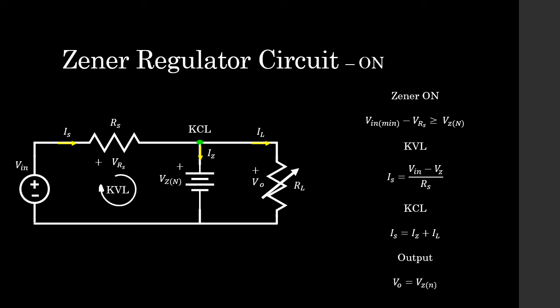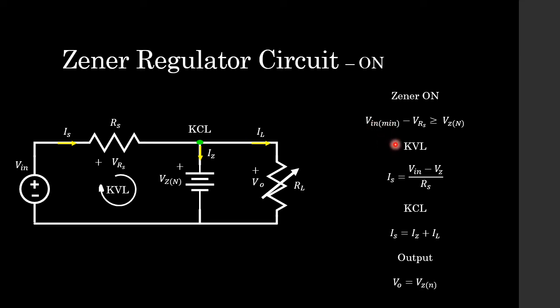After off comes on. So here we have the on case where our Zener diode is reverse biased and it is operating in the breakdown region. So we replace it with a source that has a voltage equal to the Zener voltage, which is the breakdown voltage of this Zener diode. So because we have Zener on, we know that whatever this input minimum of our input is, minus the voltage dropped across the resistor Rs, is still going to be greater than or equal to our Zener voltage VZN. Now let's say you have a 5-volt Zener diode. That means that this voltage on the left-hand side of the expression needs to be 5 volts or more.